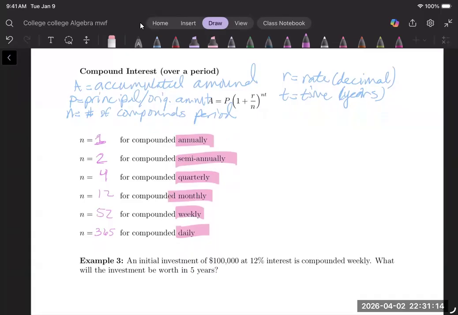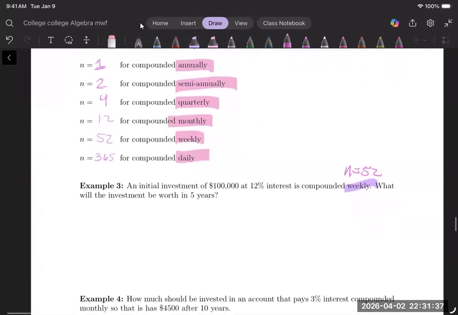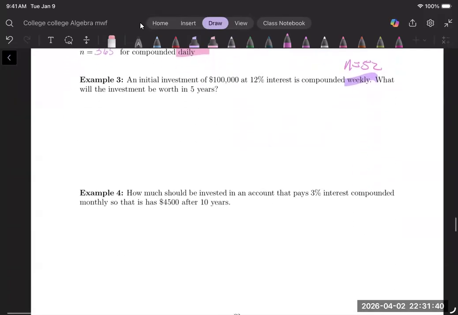Okay, but again, how do you know what N to use? It'll tell you in the word problem. Like "weekly" here just caught my eye in example 3. So I would say, oh okay, weekly, N is equal to 52 because there are 52 weeks in a year. All right, so this is all to say, who cares? Well, let's talk about why we care in examples.